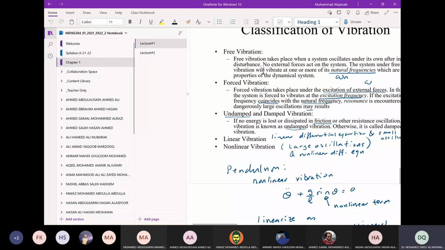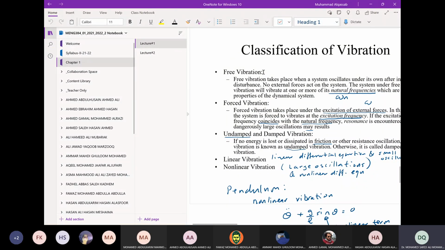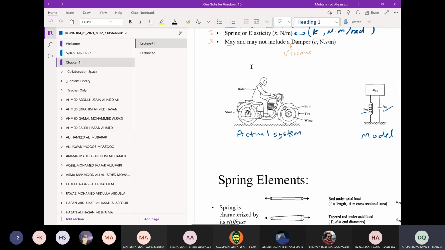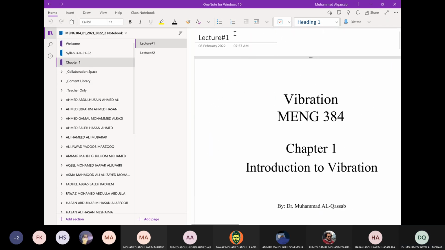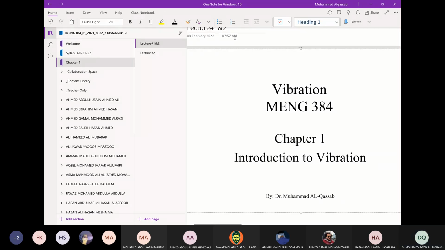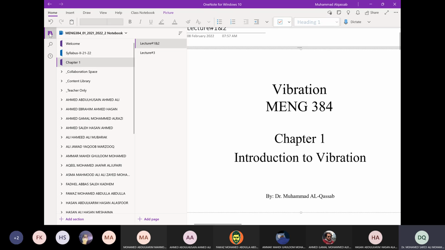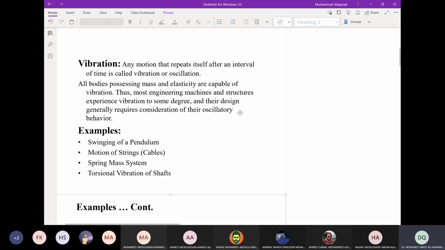Okay, so last time we reached this slide, which is part of lecture 1. So I'm going to call it lecture 1 and 2. This will be lecture 3. Okay, so that was the introduction about vibration.